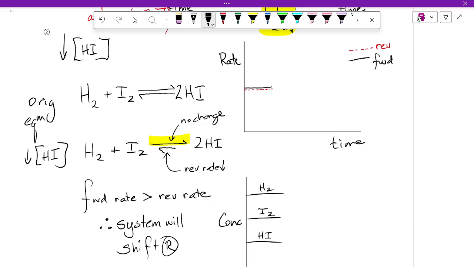Are we okay with why the reverse rate decreased? I know my people who got 100% in Chem 11 are telling me yes, but what about the people who got maybe 86% in Chem 11 or something like that? Do you guys feel okay about why the reverse rate decreased? There's fewer collisions because we have less HI. Yeah, okay. Good.